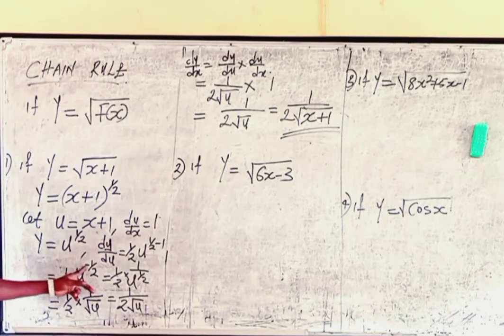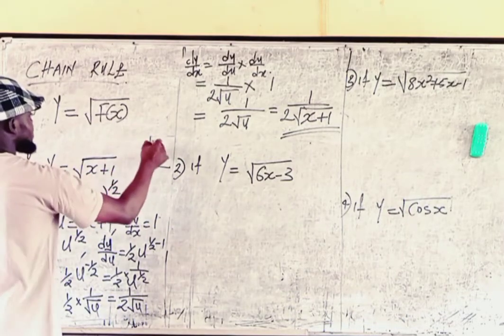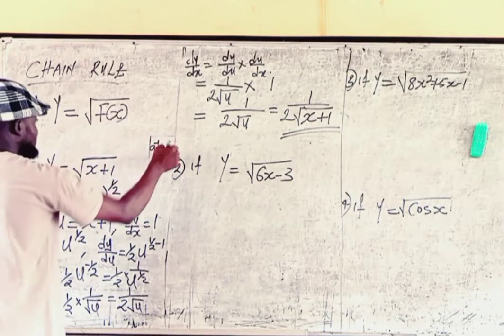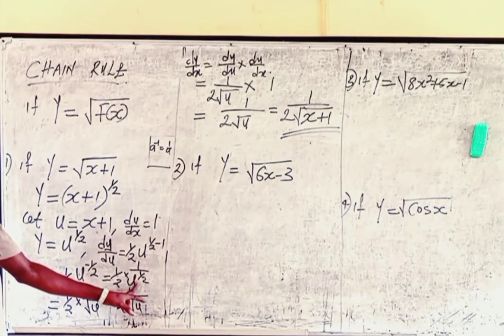The next thing, removing this minus by taking the reciprocal of that u, which is 1 over that u. I want to remove this from indices. From the rules of indices, a raised to power minus 1 means 1 over a. So in the rest, you will just take u raised to power half.